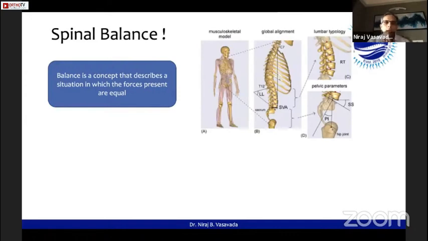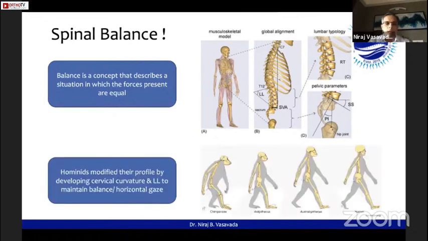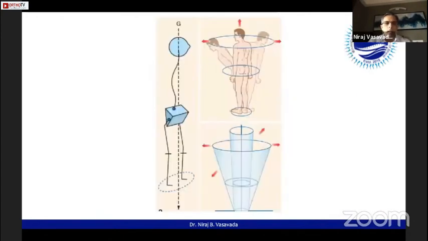So when we look at spinal balance, balance is a concept that describes a situation in which the forces present are equal, so that muscles have to act least and we can function in an ergonomic fashion without muscles getting fatigued. Hominids modified their profile by developing cervical curvature and a lumbar lordosis by verticalizing the pelvis, and they attained a sagittal upright gait.